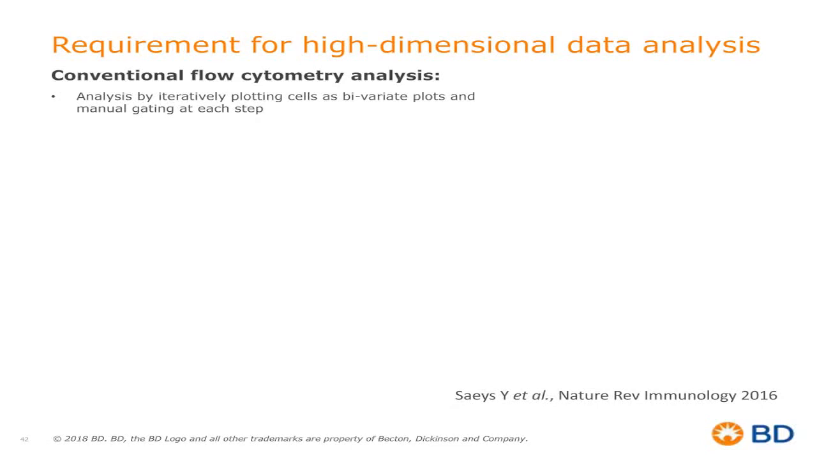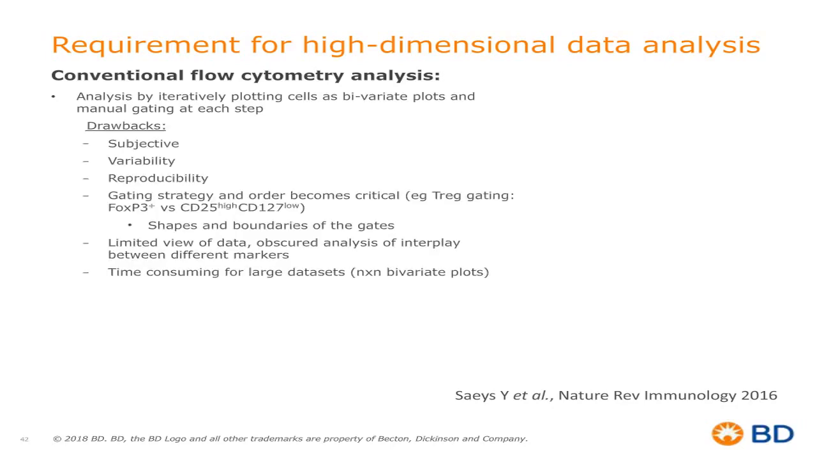So conventional flow cytometry analysis is often done iteratively, plotting cells as bivariate plots and manual gating at each step. There are some drawbacks. It can be subjective. There can be variability. Who's setting those gates? Will everyone set those gates the same, especially when you don't have the best resolution of your markers? What is the reproducibility? And then also the gating strategy and the order becomes critical.